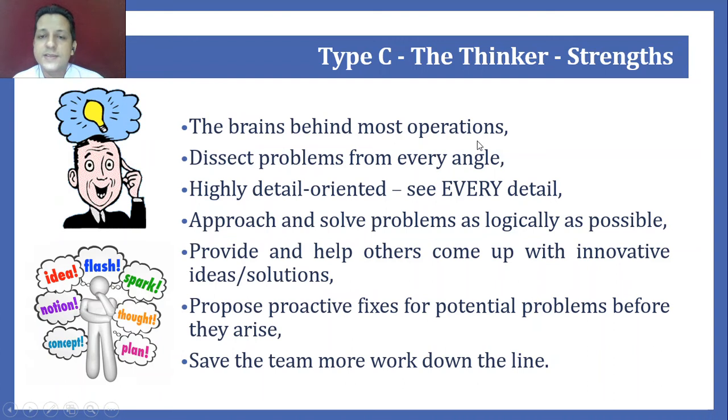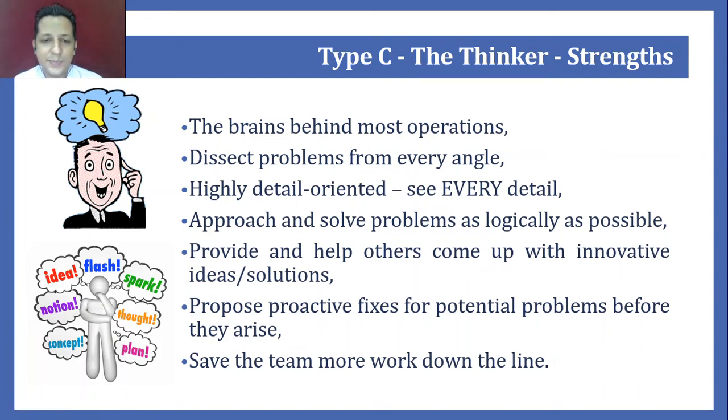Another and the third type is type C, that is the thinker, and such kinds of people are perhaps scarce in quantity, but then they are very much important at the workplace, because they are usually the ones who are the brains behind most operations. The quality of such kind of people is very special, and that quality is that they dissect problems from every angle. Usually all people cannot do it, but the people who belong to this category, they dissect problems from every angle. And since they are highly detail oriented, they see every detail which perhaps somebody else might miss.